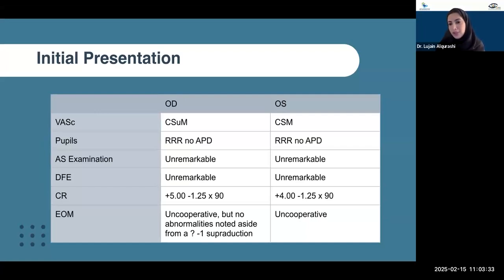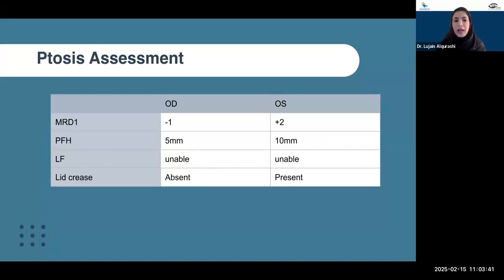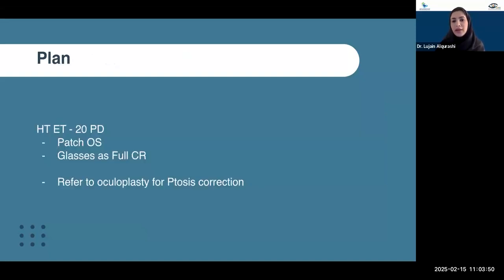During that initial presentation in 2019, she was very uncooperative, but they mentioned a query -1 superduction in the right eye. She had significant congenital ptosis, mainly on the right side, obscuring the visual axis, in addition to an ET of approximately 20. So the initial plan at that time was to patch the left eye, give glasses as full cycloplegic refraction, and refer to oculoplasty for her ptosis correction.